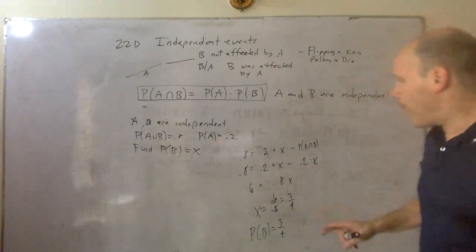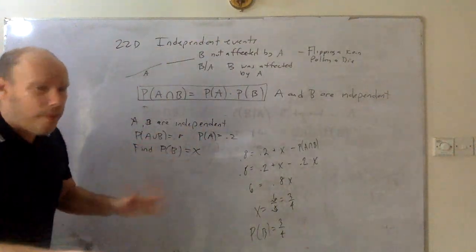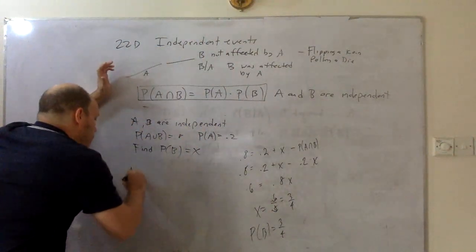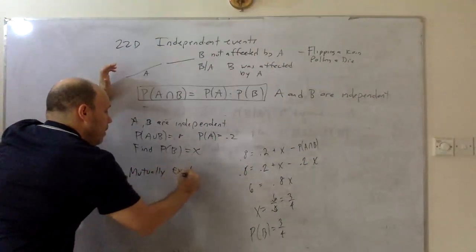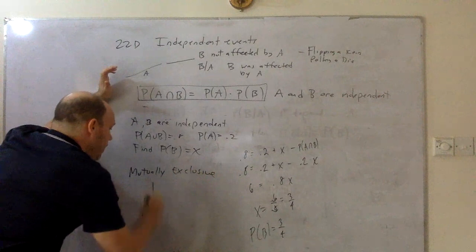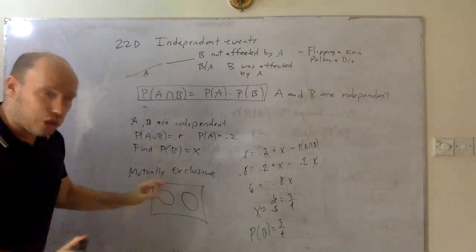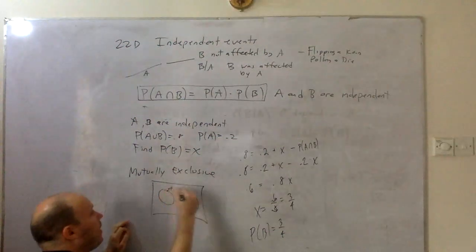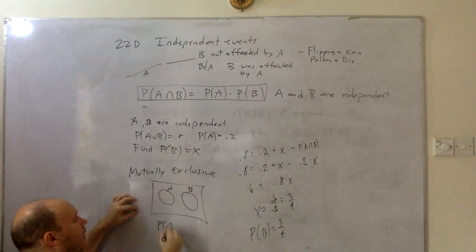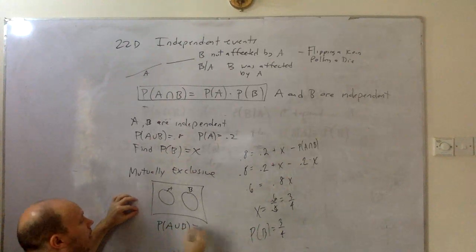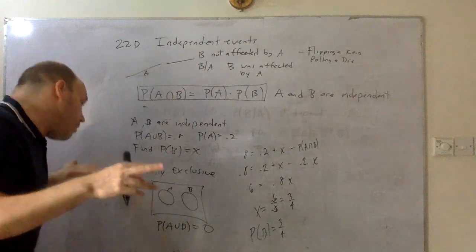One other term, the idea of mutually exclusive. It might not even show up, but I just want to discuss it. The term mutually exclusive: these sets are mutually exclusive. If A and B are mutually exclusive, then the probability of the intersection is equal to 0. That's the idea of mutually exclusive. Good.